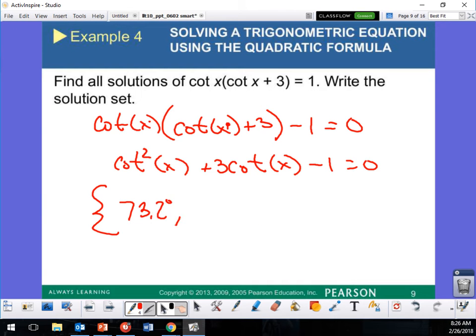73.2 degrees. What was the next one? We're doing the original. What's the next one? 253. And 343. That's it.